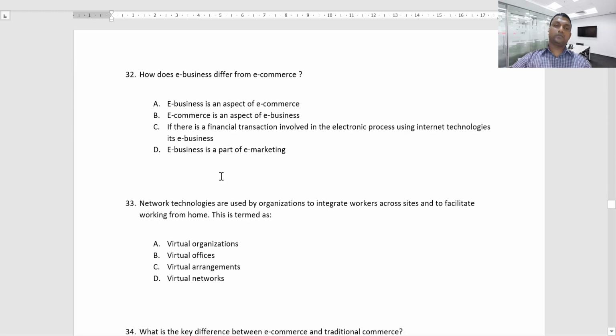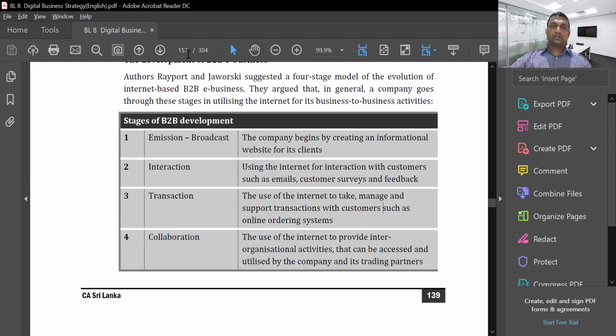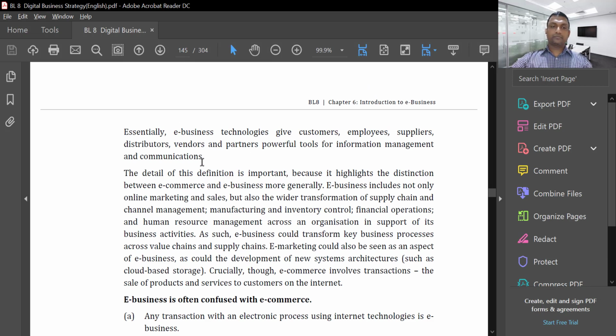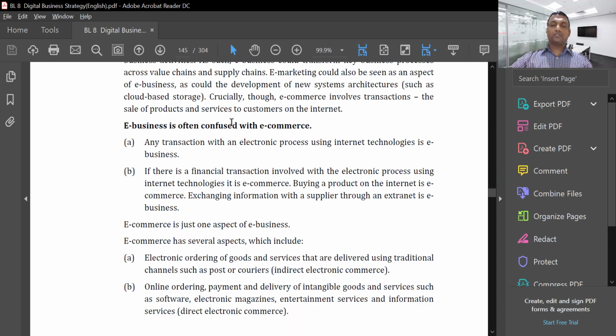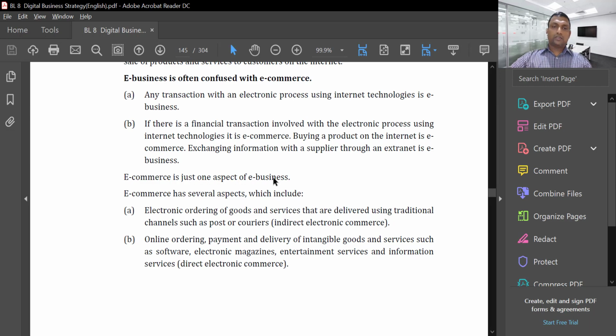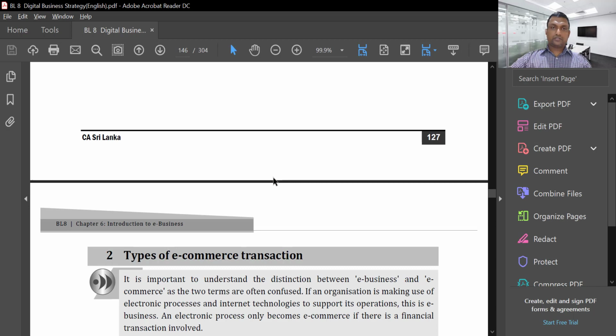Let's move on to question number 32. How does e-business differ from e-commerce? So let's have a look at how this is discussed in the book. So e-business is often confused with e-commerce. Okay. Why is that? Why is e-commerce confused with e-business?